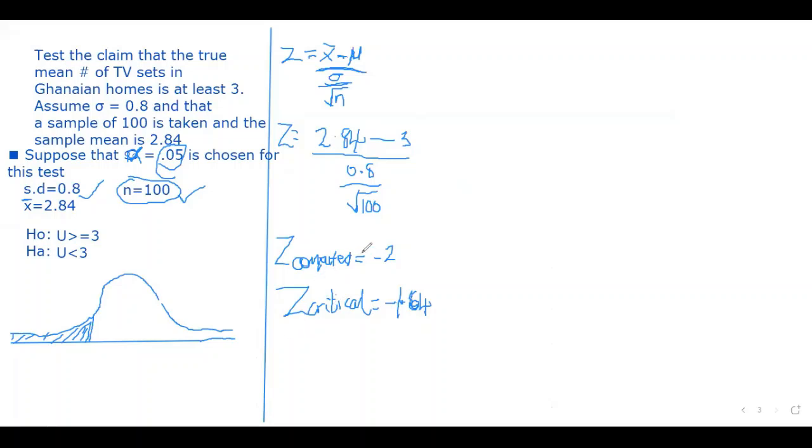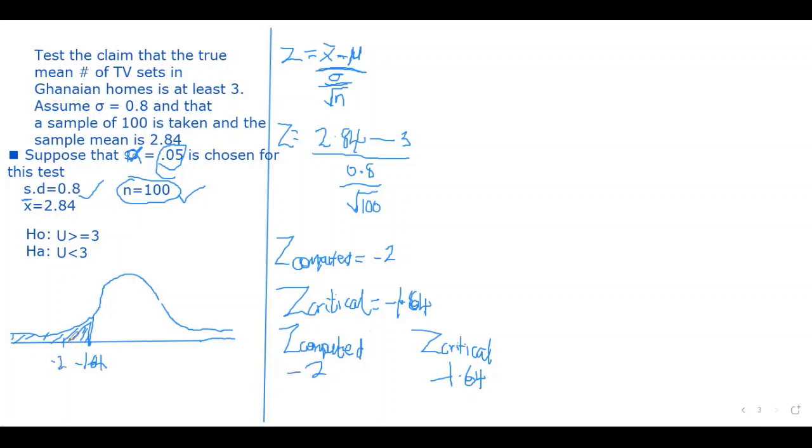Now we should compare between the two. So Z computed and Z critical, right? Z critical is minus 1.64. Z computed is minus 2. So the critical value is here, minus 1.64. Minus 2 will be here.